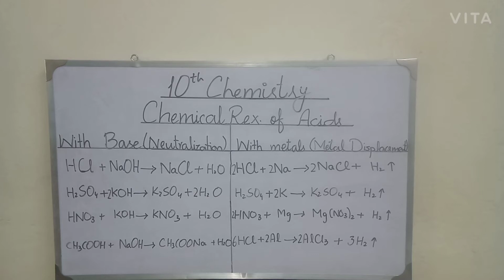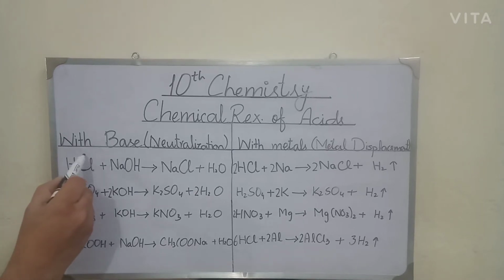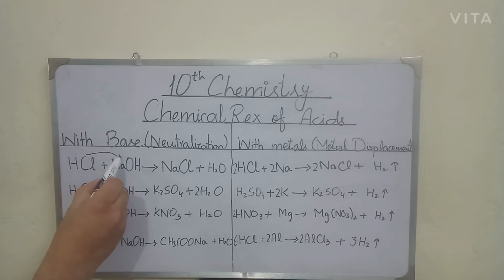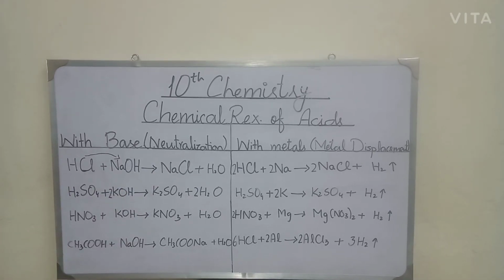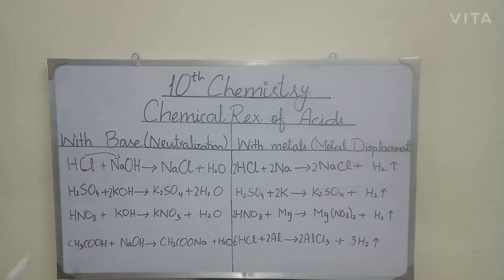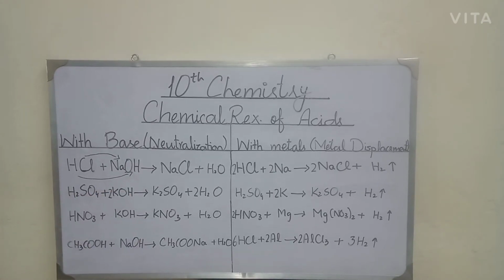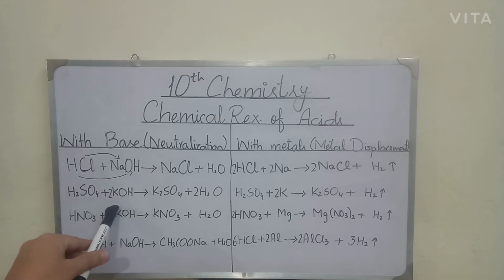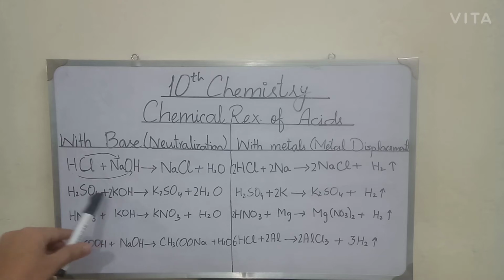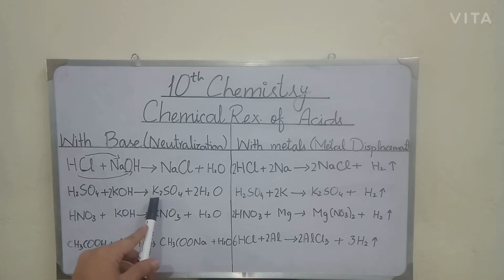How does this reaction take place? The chloride ion of the HCl will react with the sodium ion of the sodium hydroxide and it will produce NaCl. And the hydrogen ion of the HCl reacts with the OH negative ion of the sodium hydroxide and it will produce water. Similarly, another reaction is given: H2SO4 sulfuric acid reacts with the potassium hydroxide base KOH. When KOH and H2SO4 react with each other, they will produce K2SO4 potassium sulfate, a salt, and a water molecule.